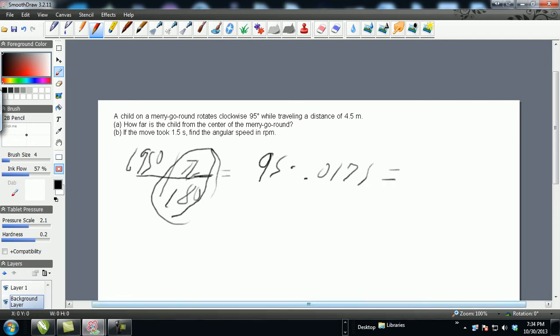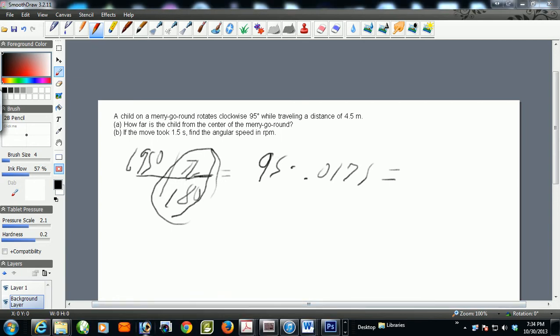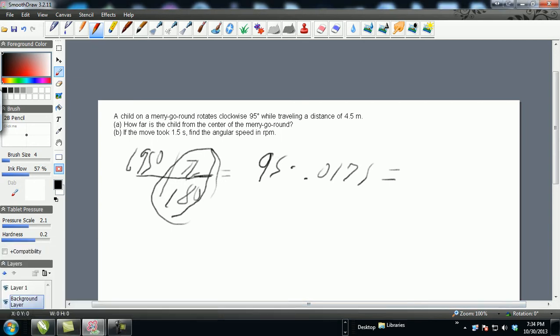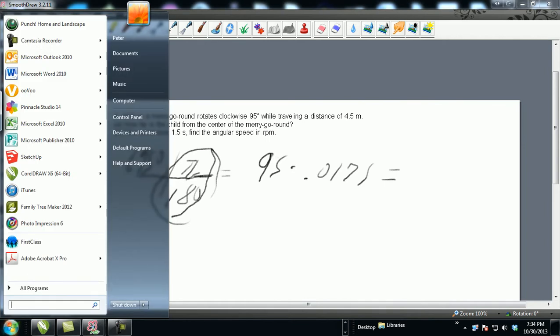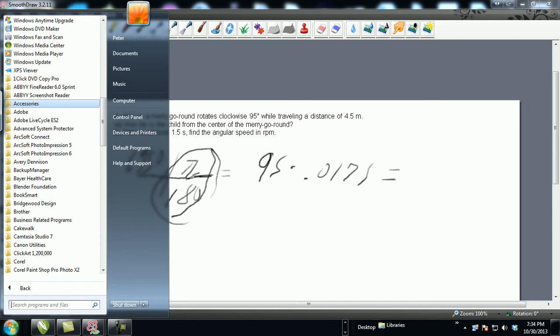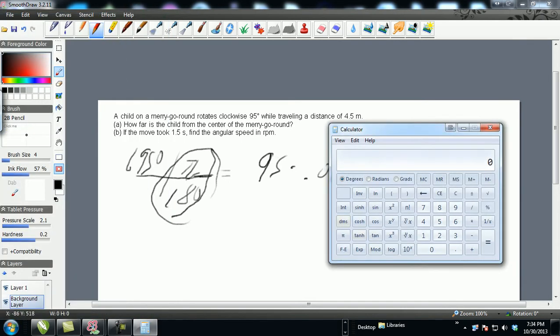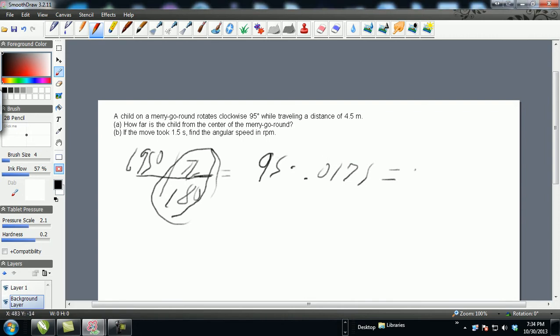Let's see how close that is just in case. Uh-oh, I lost my handy dandy calculator, so let me go find it real quick. Accessories, calculator. 95 times 0.0175 should give me 1.66. I was right. Go back and get your pencil.